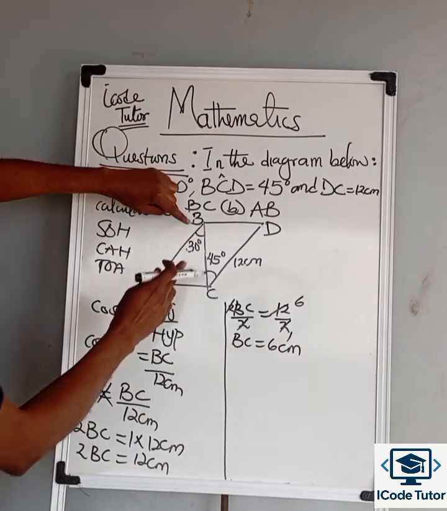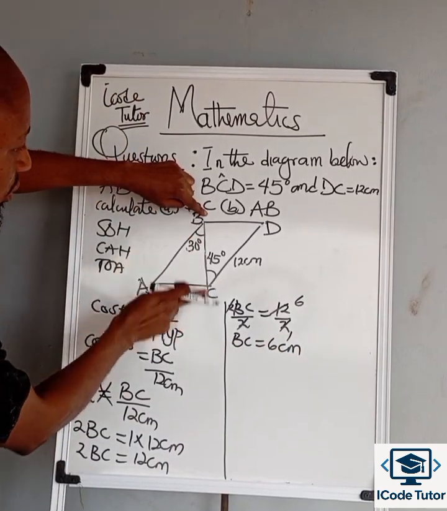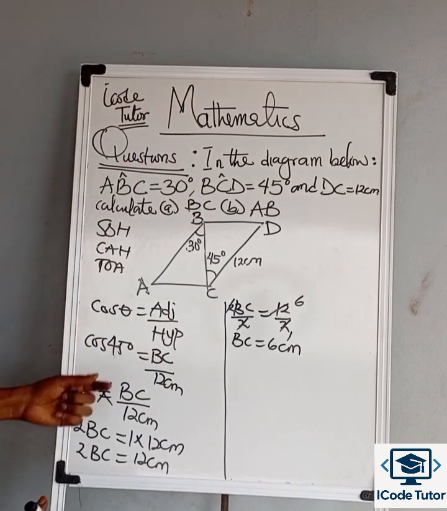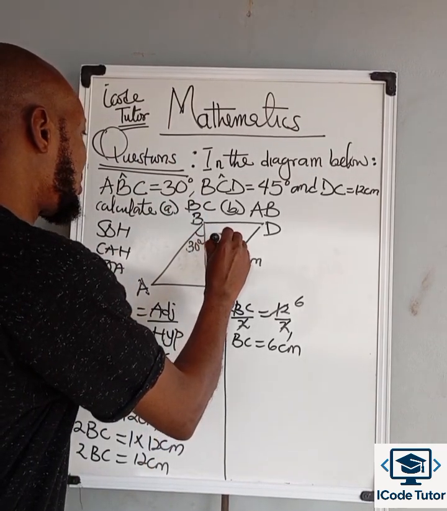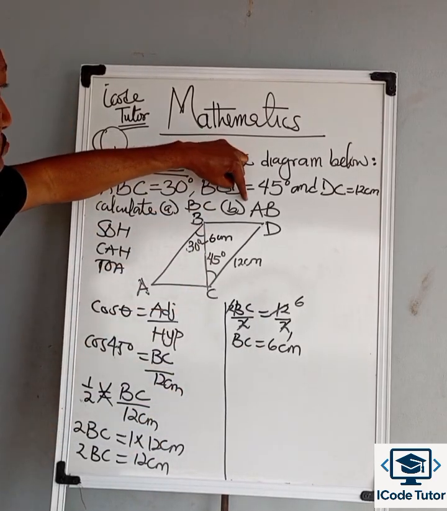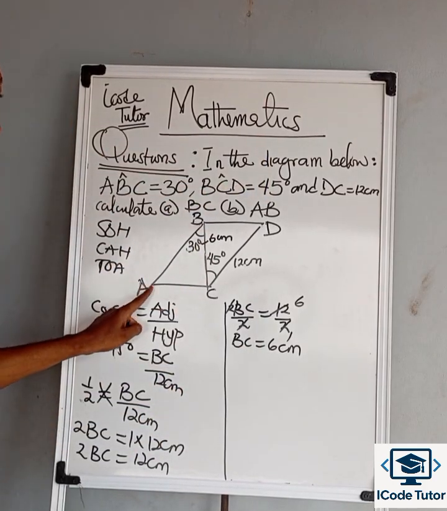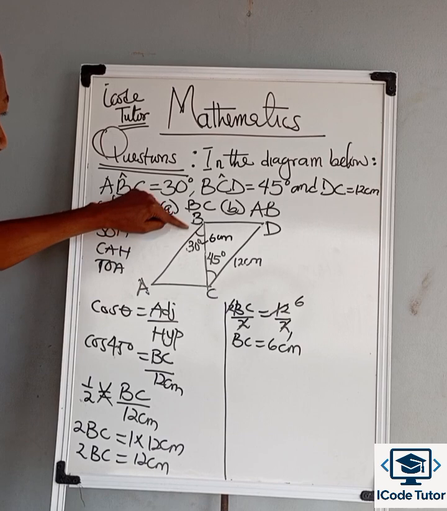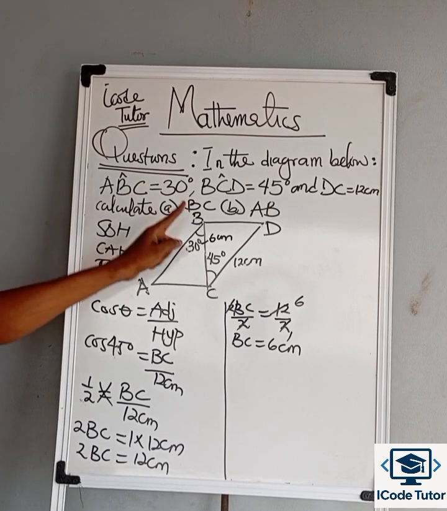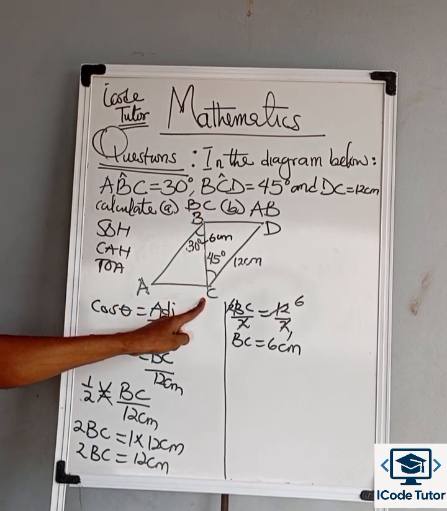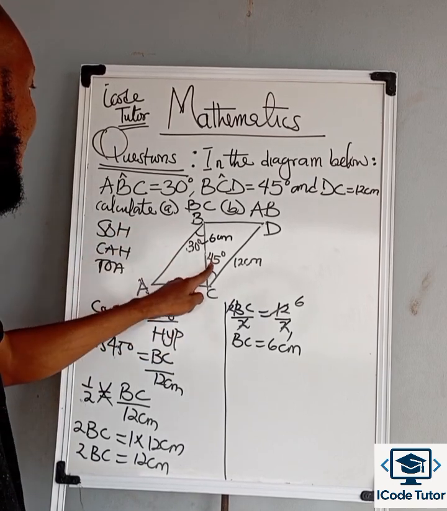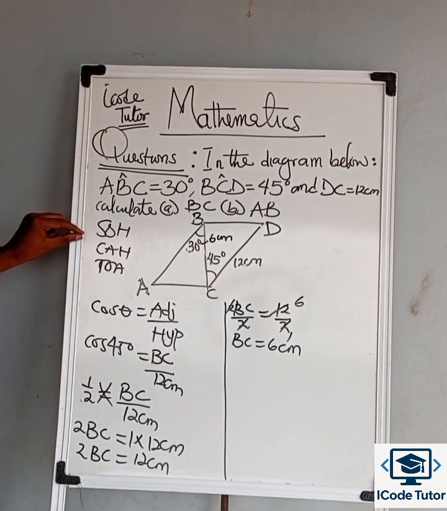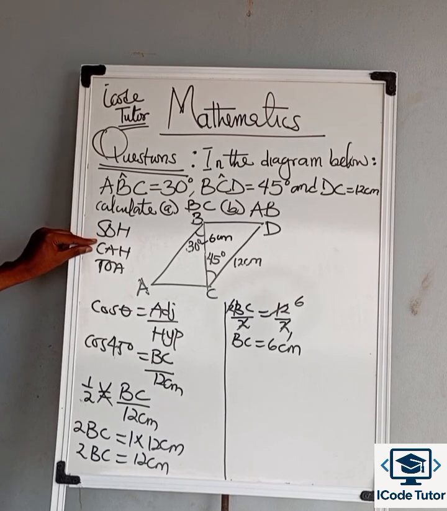Now, that means that we have already gotten the value of line BC. Now, let's move to AB. That means that we need to calculate AB. Don't forget that AB is the hypotenuse here, and BC is the adjacent. That means that we already know the value of the adjacent, and we are still going to make use of CAH also.